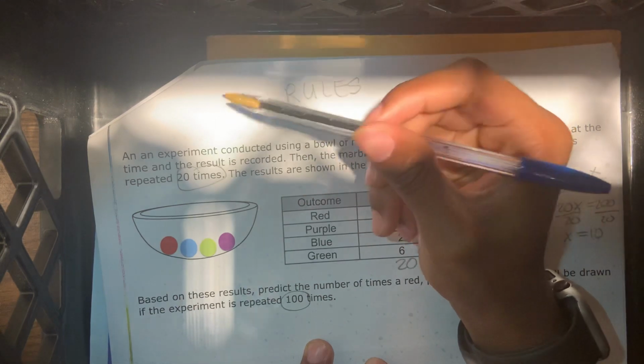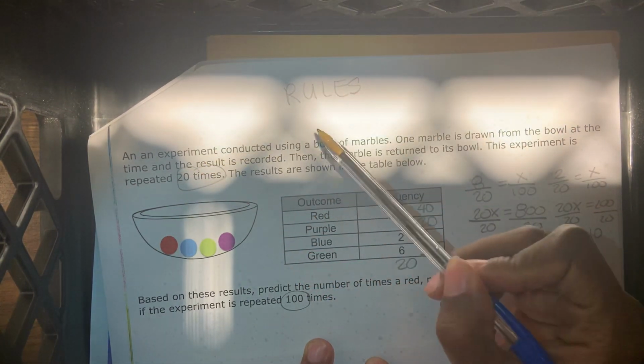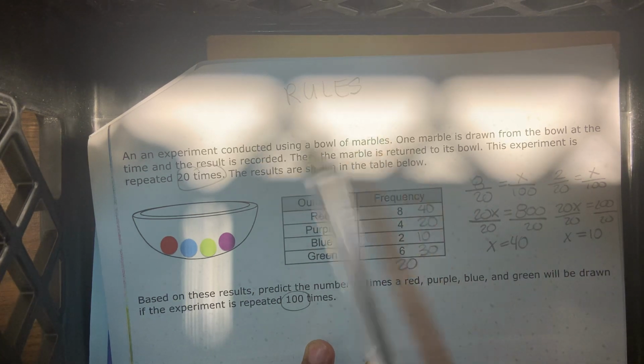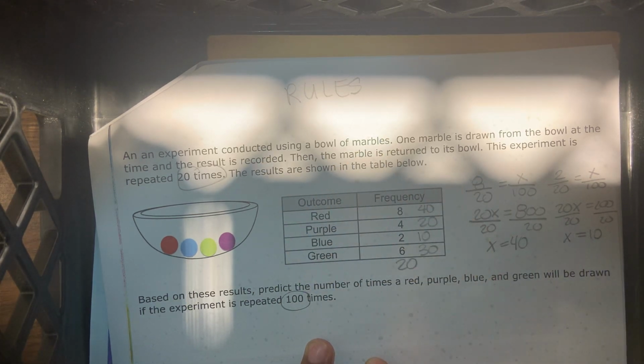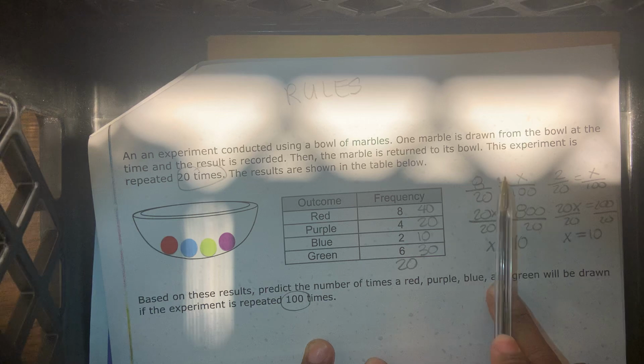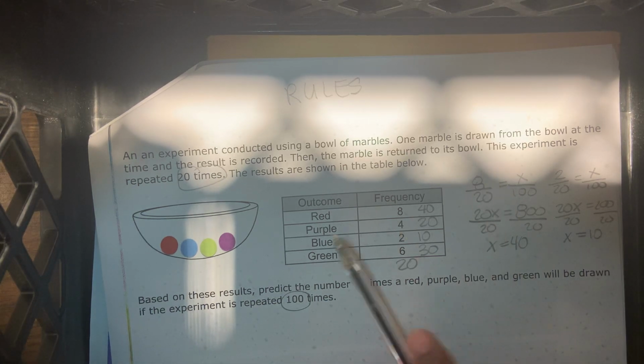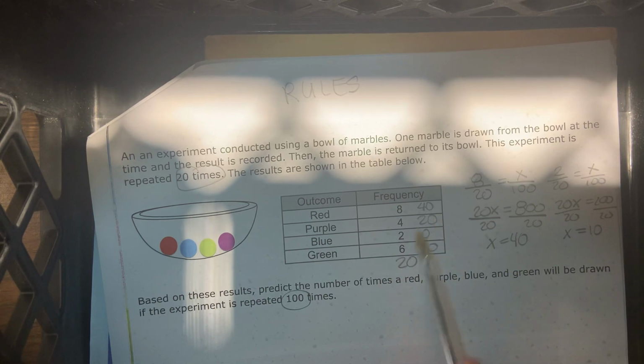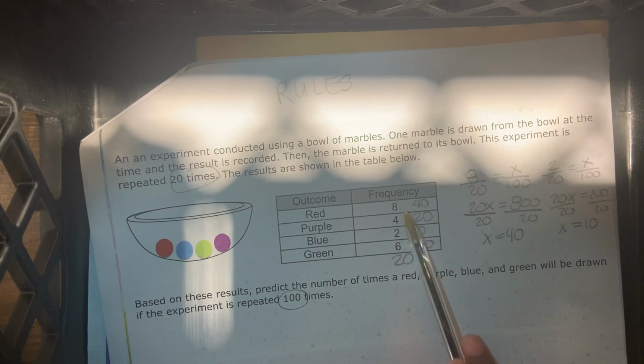So let's read. An experiment is conducted using a bowl of marbles. One marble is drawn from the bowl at a time and the result is recorded. Then the marble is returned to the bowl. This experiment is repeated 20 times. The results are shown in the table below. So out of 20 total times, these are the frequencies that each colored marble was selected.